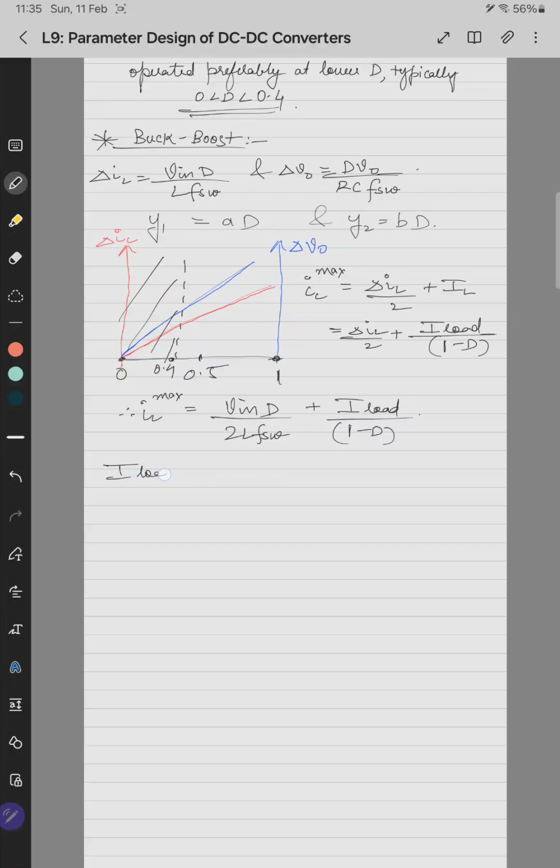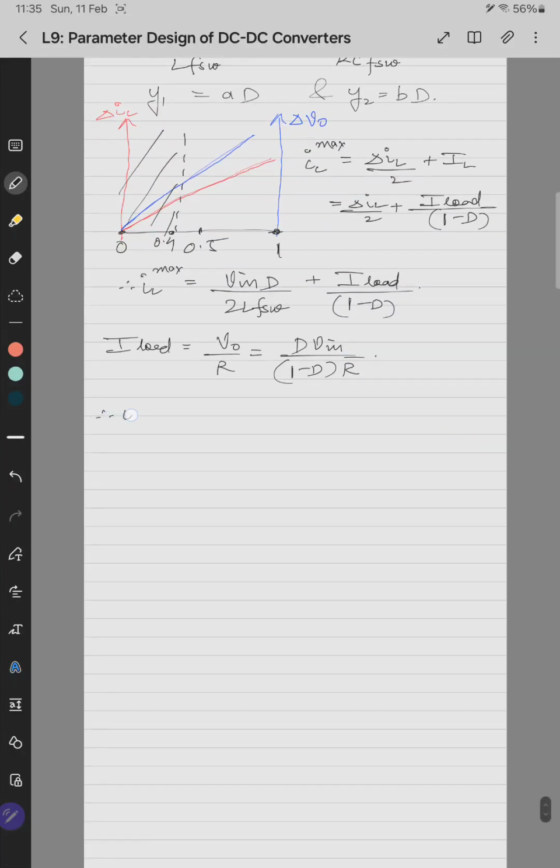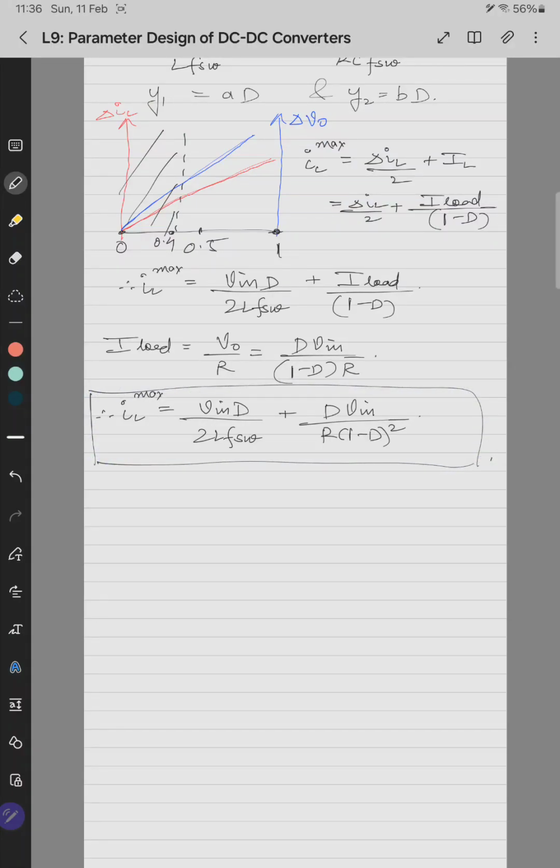You can also write I load as V0 by R, or D into V in by 1 minus D into R. If you write this, then IL max now becomes V in D by 2L F switching plus D into V in by R into 1 minus D whole square. This is the ultimate expression for the buck boost converter.